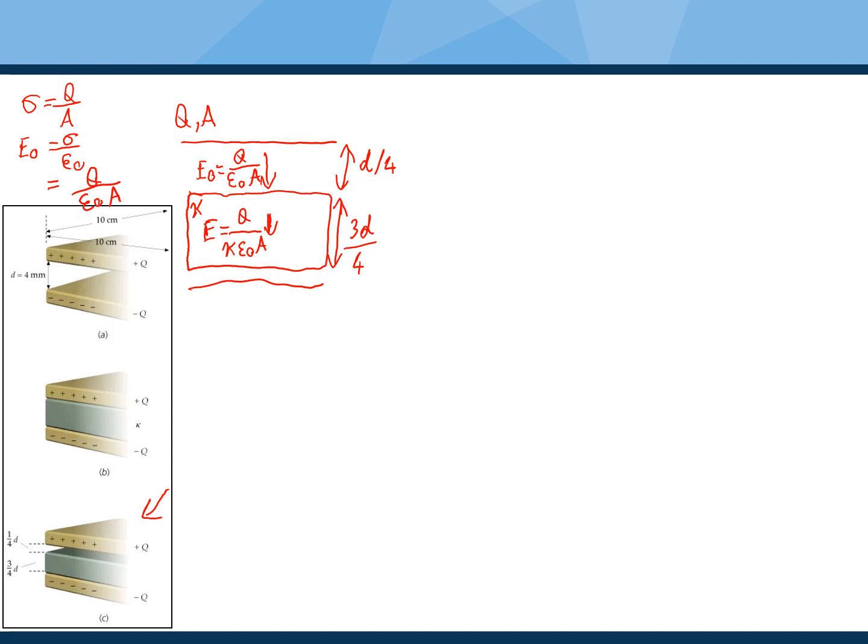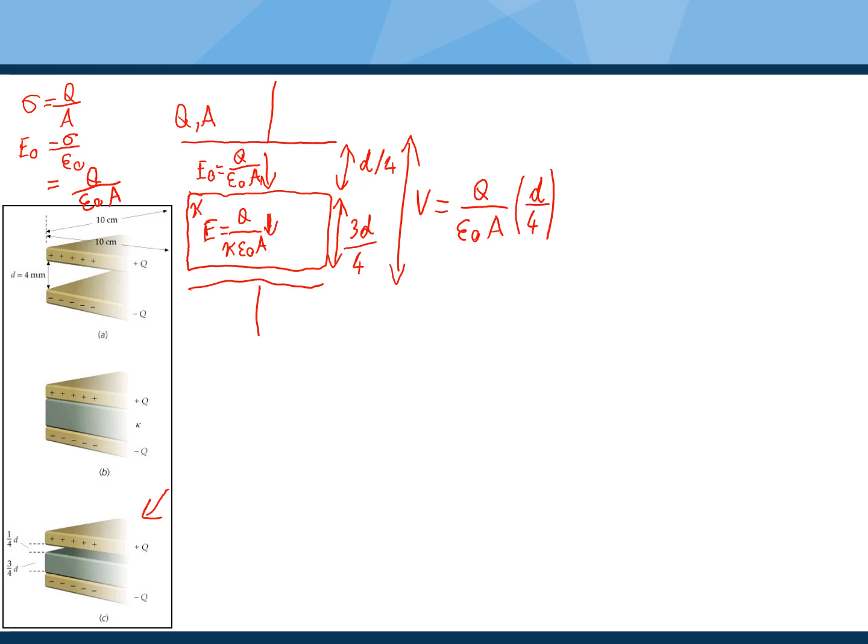So we can now go ahead and evaluate the potential difference between the two plates of this capacitor. This potential difference is equal to the electric field in the air region, or the vacuum region, which is given by Q divided by epsilon naught A, times the distance of that region, which is just D over 4. The voltage is equal to electric field times the distance, especially for this parallel plate situation.